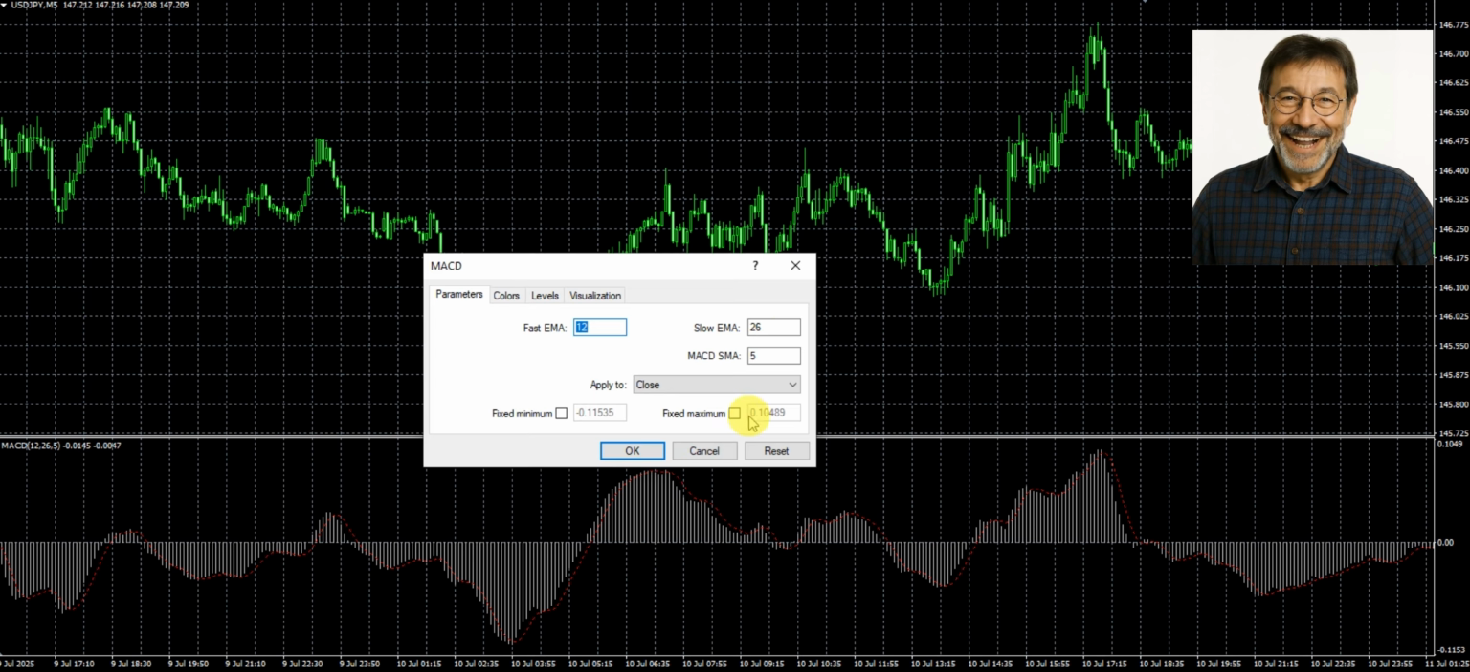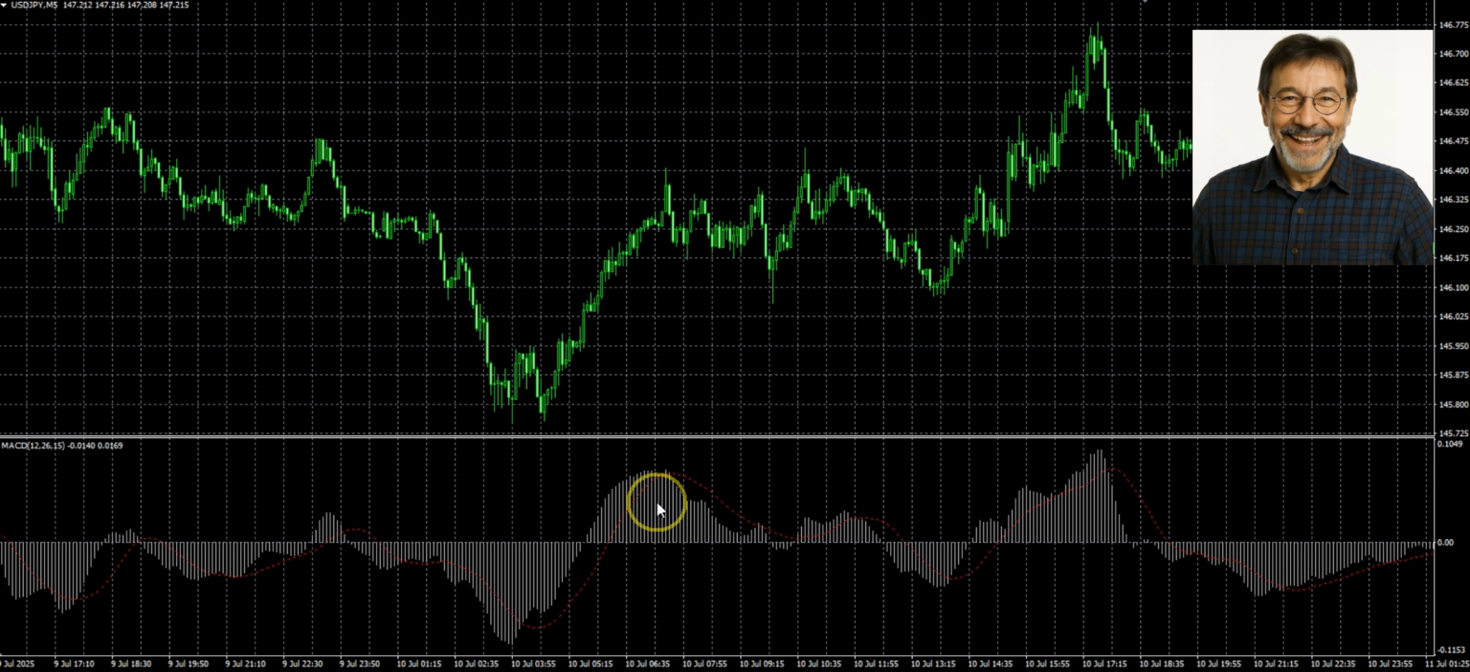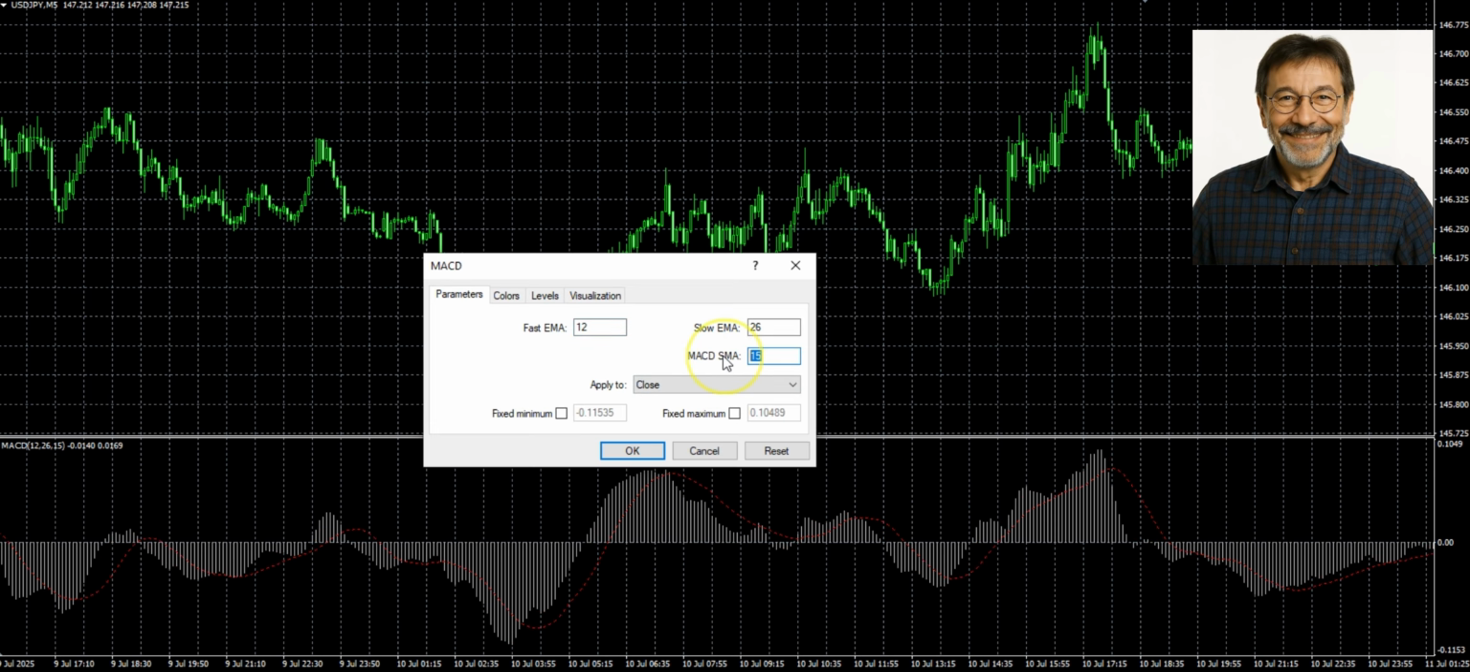Reasonable ranges for experiments. Fast, EMA, 5 to 20. Slow, EMA, 20 to 70. Signal, EMA, 5 to 10. Warning: two extreme settings might ruin the indicator's logic.